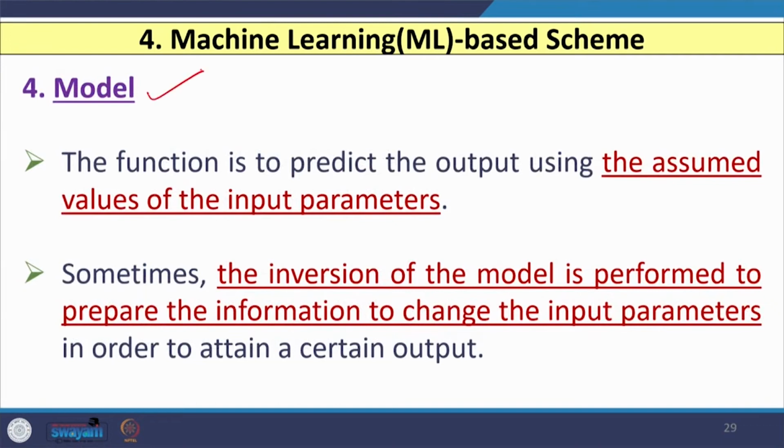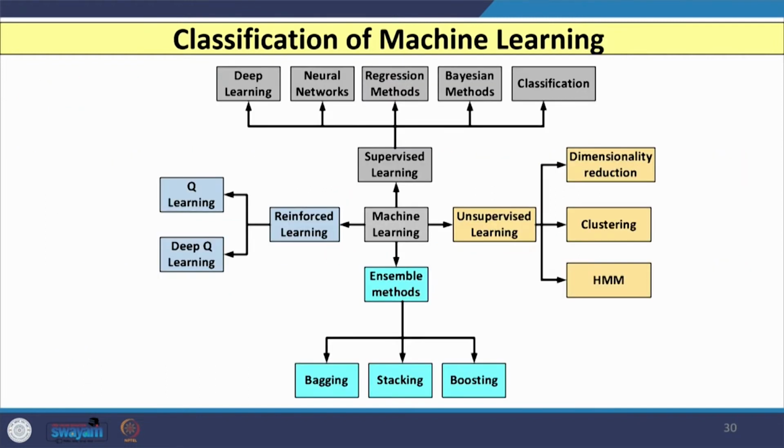And the fourth feature is the model itself. The function of this model is to predict the output using assumed values of input parameters, and sometimes the inversion of the model is performed to prepare the information to change the input parameters in order to obtain a certain output.